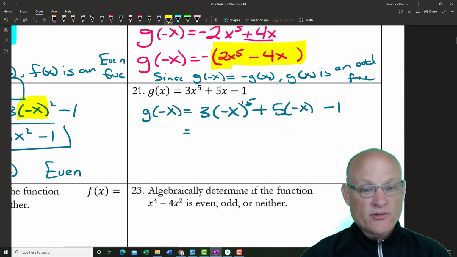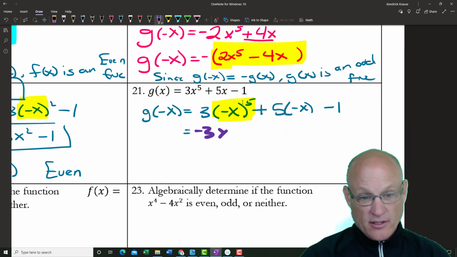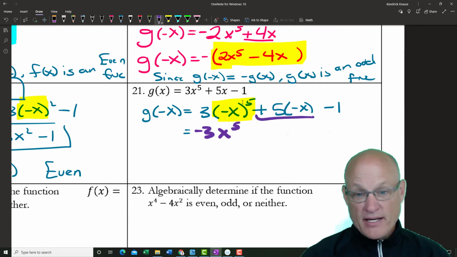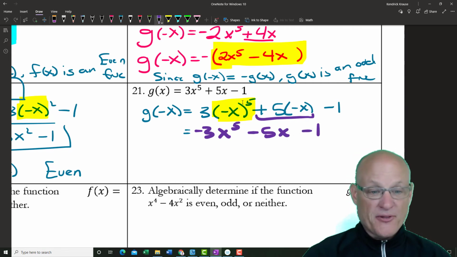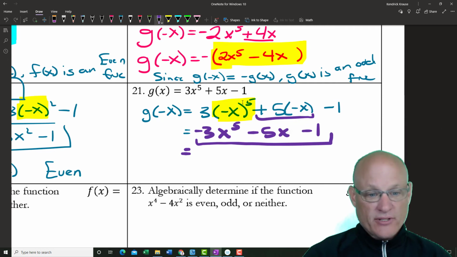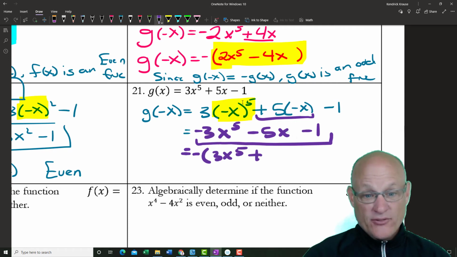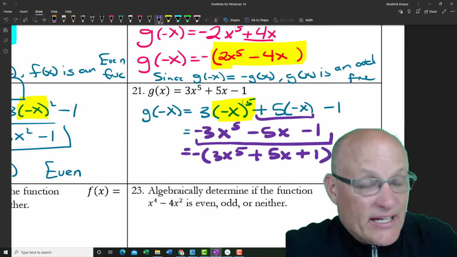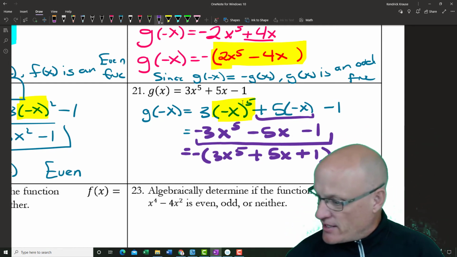Now remember, this is an odd number of negatives, so that's negative. So this turns out to be negative x to the fifth. With the positive 3, it makes it negative 3x to the fifth. This is just minus 5x. And then minus 1. Now the final thing we want to do to check if it's an odd function is factor a negative out of all of those. So we'll take out a negative, and we'll end up with 3x to the fifth plus 5x plus 1. Now remember, when you factor out a negative, what you're really doing is just changing all the signs. That's all we're doing.